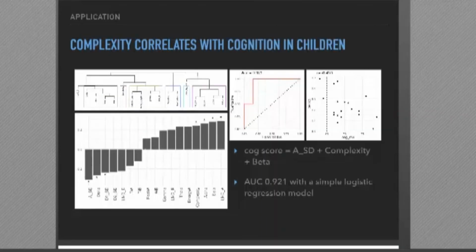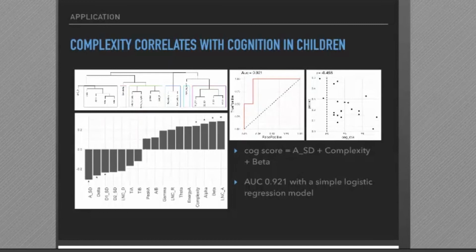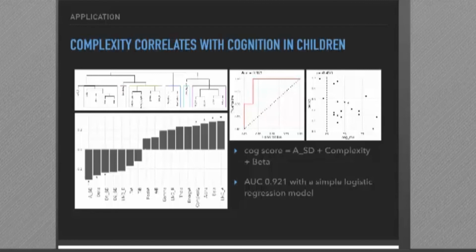Okay, we looked at the cognitive score in children, and we found that 7 of these metrics were significantly correlated with the outcome metric. Out of these 7, we selected 3 based on how closely related they are to each other. These 3 metrics are ASD, which represents the standard deviation of the amplitude, waveform complexity, and beta. Beta just stands for the power spectrum in the beta range. We got a very good AUC and good predictability with a simple logistic regression model.